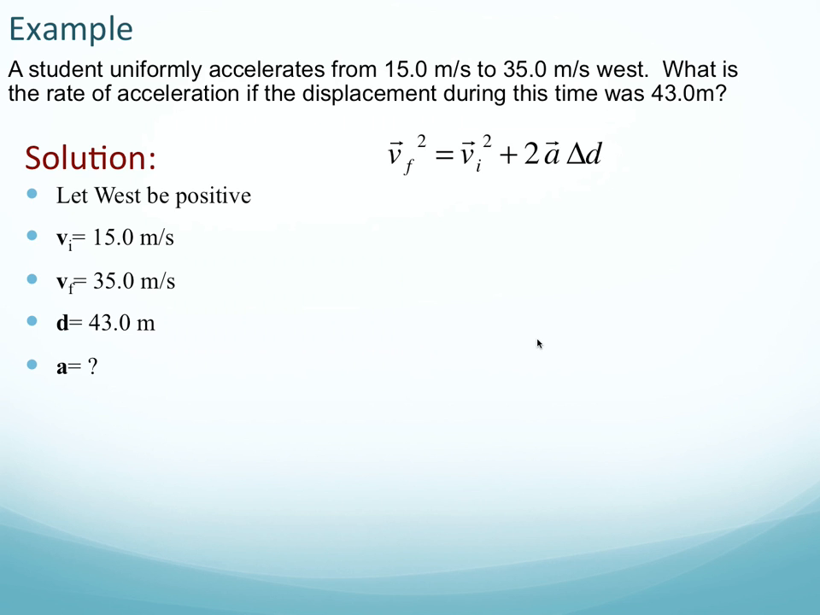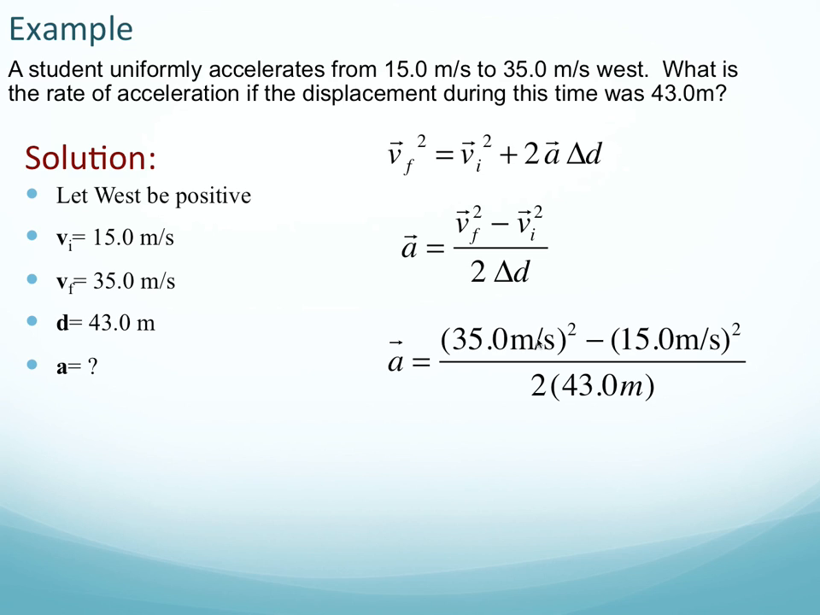So what we're going to do is write that formula down, and then we're going to have to rearrange the formula for the variable that we're trying to find, which is the acceleration. So manipulate that formula, and then we're going to substitute into the formula. We see that the final velocity was 35 meters per second, the initial velocity was 15, and the displacement was 43. So it's very important to include your units when you're substituting your work. That way you can see that everything will cancel.